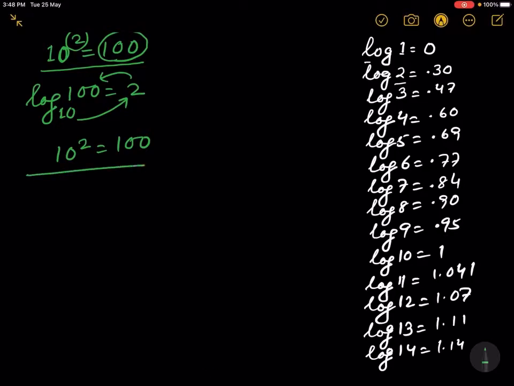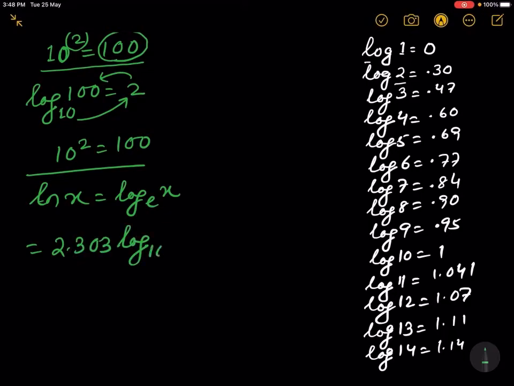Another point you have to remember: ln x is equal to log base e of x, which is equal to 2.303 log base 10 of x, or you can say 2.303 log x. If nothing is written at the base, it is treated as base 10.